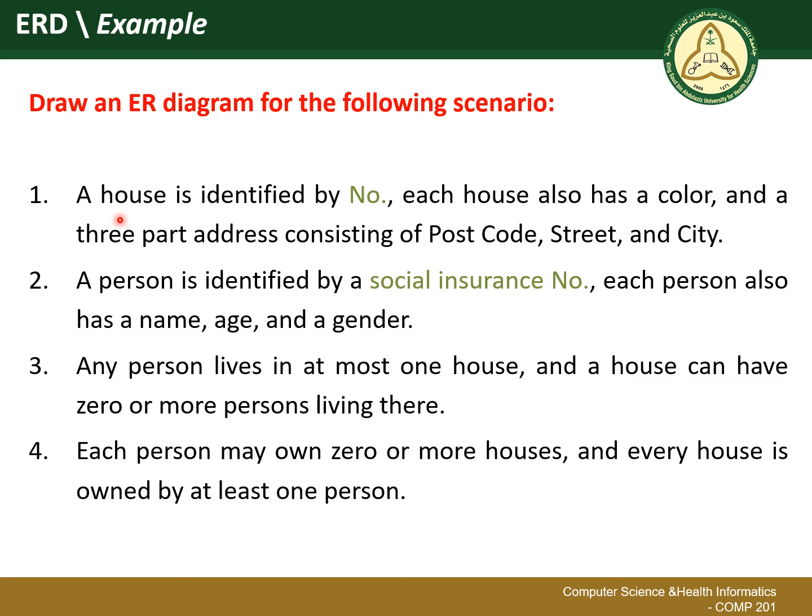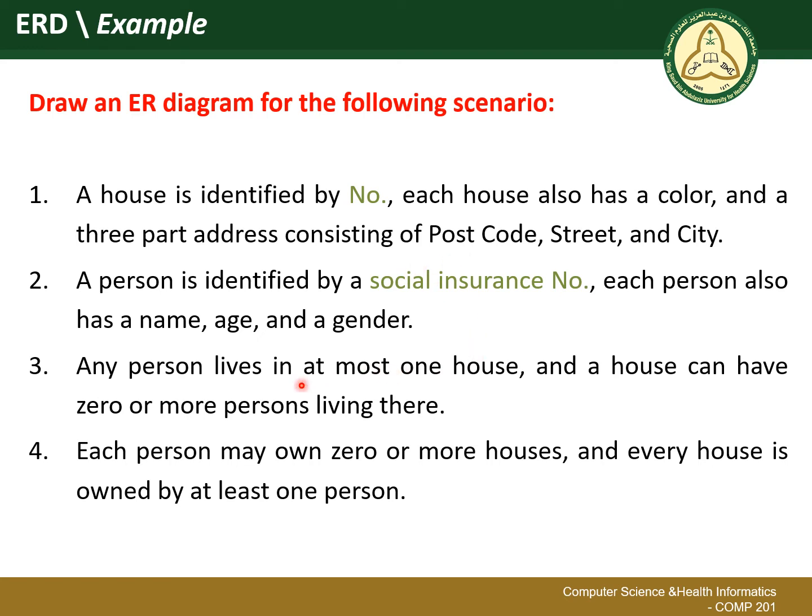The nouns will be considered as entities. So we have the house and we have the person, and the properties of the entities will be the attributes. So we have the social insurance number, the name, the age, the gender, and for the house we have the number of the house, the color, and the address, which is a composite attribute.